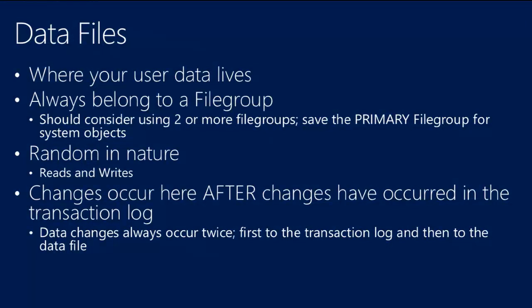Reads and writes to the data files are random in nature. Our data is distributed in many different spots in our data file, and to pull that data into the buffer pool, we have to go out to disk to read it, and it's usually in a random spot. So our disks stay very busy as far as our data files are concerned. But again, the main thing to take away here for data files: changes occur to our data files only after we have written transactions to the transaction log.